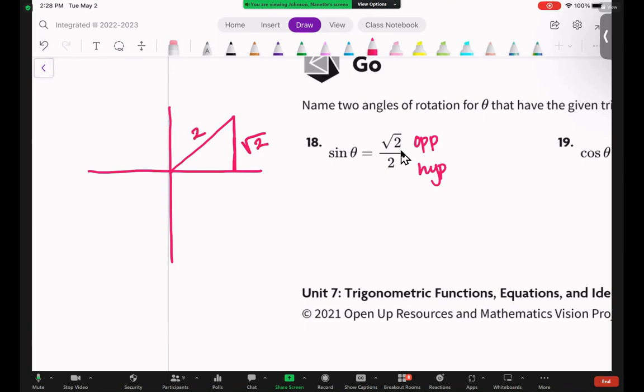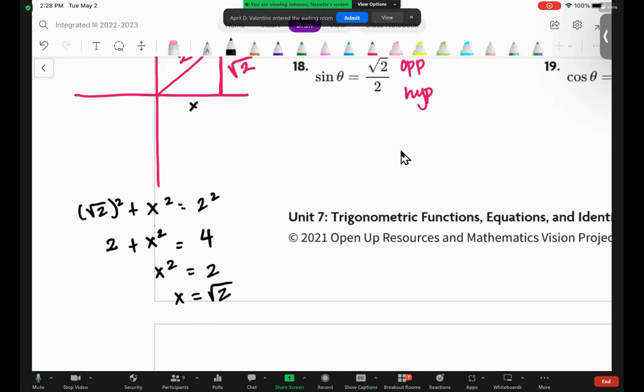Then you can use the Pythagorean theorem here to verify that it's a 45, 45, 90 triangle, which I think I'll do right here just so that you are comfortable with it. Here goes: root 2 squared plus x squared equals 2 squared. So this is 4, and root 2 squared is just 2. That means x squared is equal to 2, which means x is root 2, plus or minus, actually. Don't forget that this could be plus or minus. Whenever you take the square root, you have to include the plus or minus.